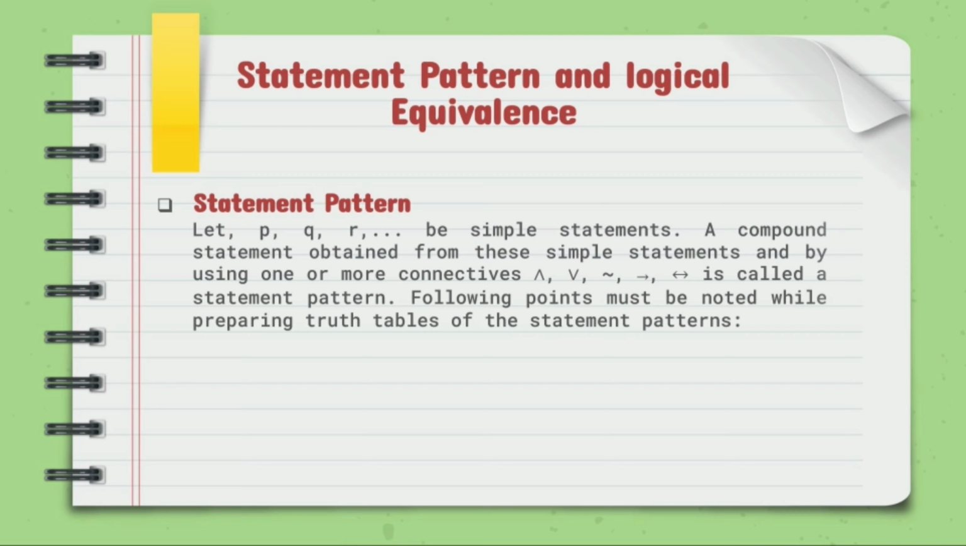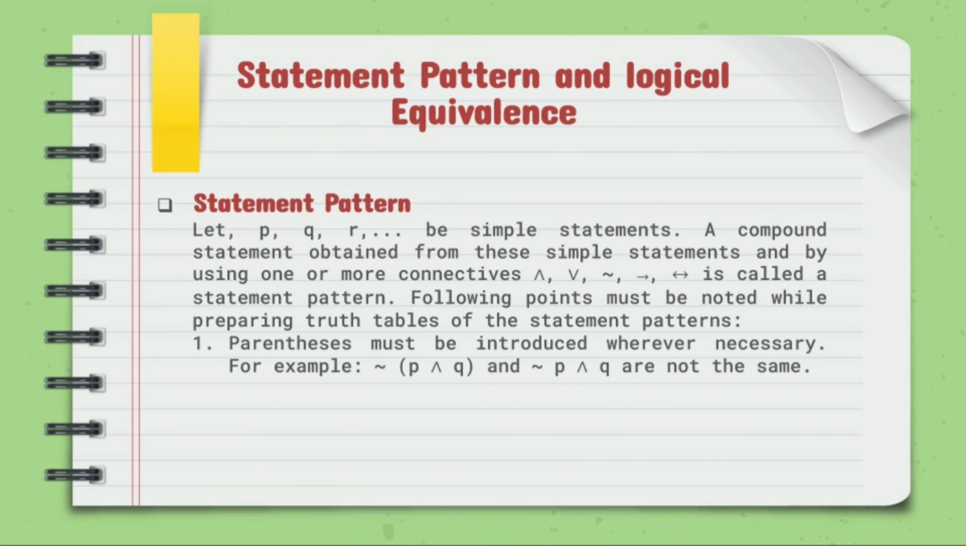A compound statement obtained from the simple statements by using one or more connectives like conjunction, disjunction, negation, implies and bi-implies is called a statement pattern. Following points must be noted while preparing truth tables of the statement patterns. First, parentheses must be introduced wherever necessary. For example, negation of P conjunction Q, and negation P conjunction Q are not the same.